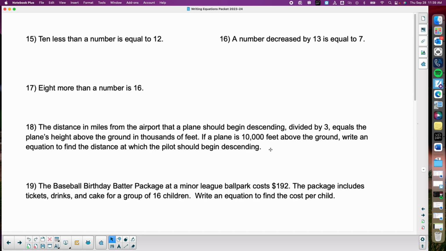So I told you guys yesterday you could certainly go ahead and start on this page if you wanted to, but I also knew there was a handful on here that I wanted to go over with you because the wording is different and, you know, the whole purpose of this packet is to get you used to the different wording, phrases that mean add, subtract, multiply, divide.